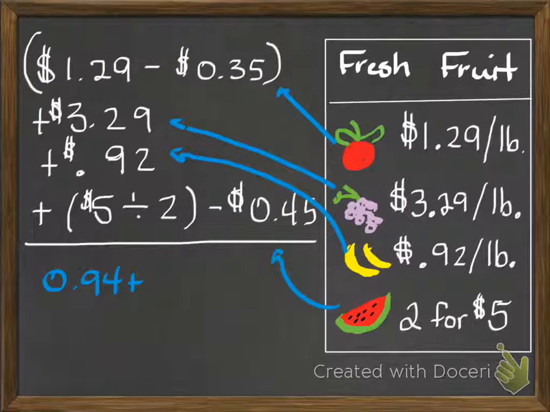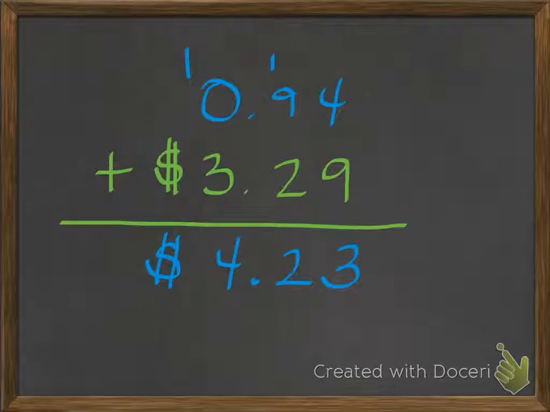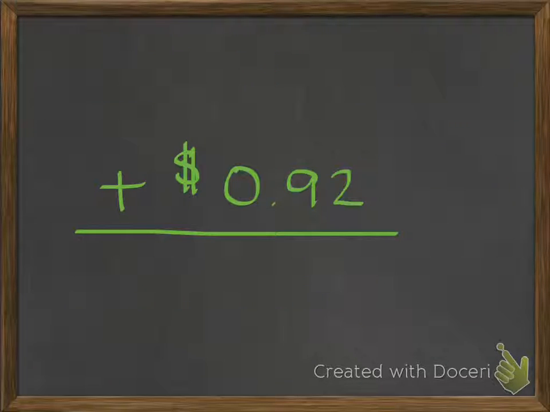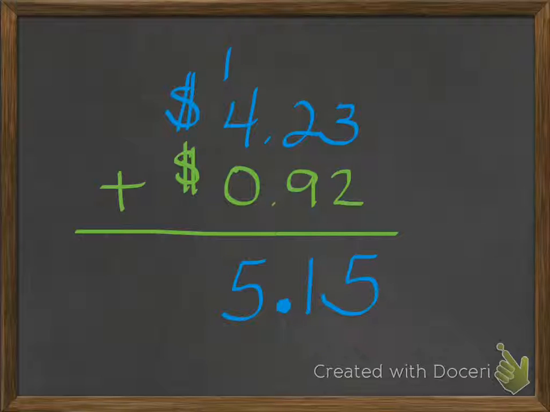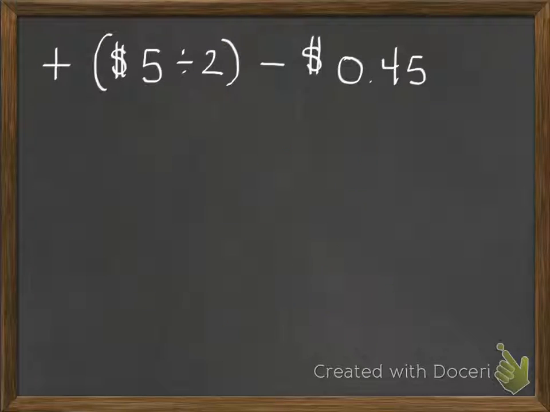So I'm going to add that to the price, $4.23. I'm going to add that to the price of the bananas. So $4.23 plus the price of the bananas. 3 plus 2 is 5. 2 plus 9 is 11. Bring down the decimal and carry the 1. 1 plus 4 is 5. So far it costs $5.15.